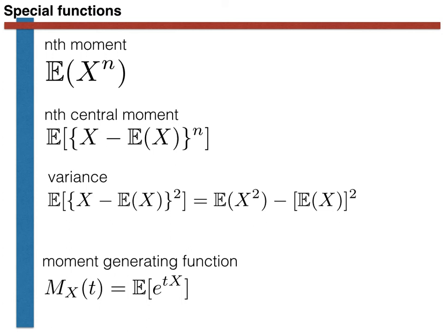The moment generating function is known as the moment generating function because if you take the nth derivative of this function with respect to t at t equals 0, this is equal to the nth moment. As you will see in some of the exercises, this makes this function very useful when it comes to calculating the expectation of certain types of random variables.